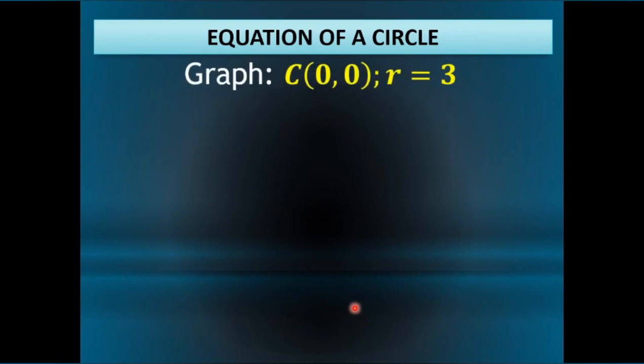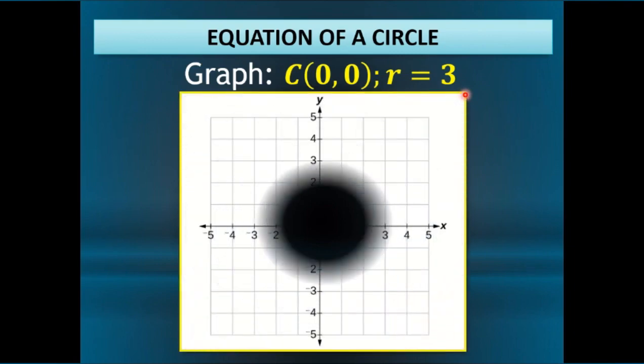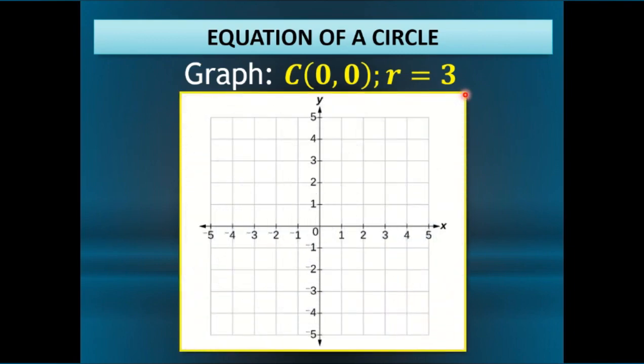So again, to draw the graph of the previous example, wherein the center is at the origin, or we have 0, 0, and the radius is 3 units, we have our Cartesian plane. And then we first plot the point C, or the center, which is already at the origin. So here is our origin. We plot that. And then we have to identify the number of units from the center, which is 3 units.